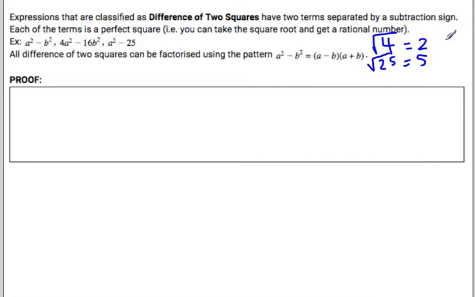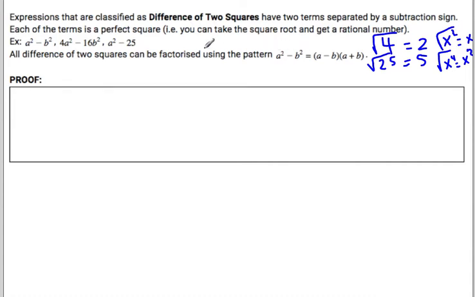Perfect square variables are variables that have an even exponent. So I can take the square root of x squared, and that's going to give me x. X times x is x squared. I can also take the square root of x to the power of 4. That's going to give me x squared. X squared multiplied by x squared is x to the power of 4. You will mostly be working with perfect square whole numbers and perfect square variables with an exponent of 2.